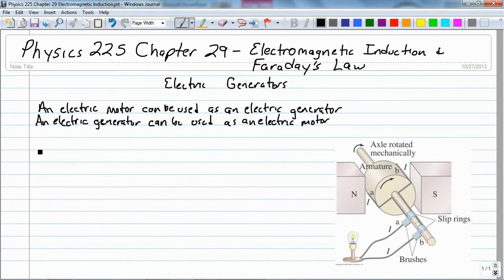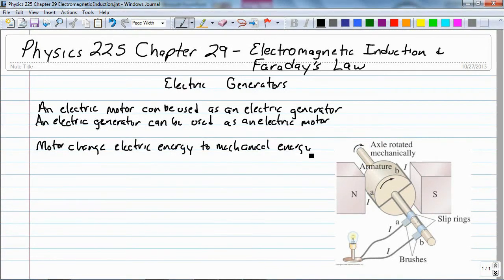So the difference is that a motor changes electric energy to mechanical energy, and a generator changes mechanical energy to electrical energy.